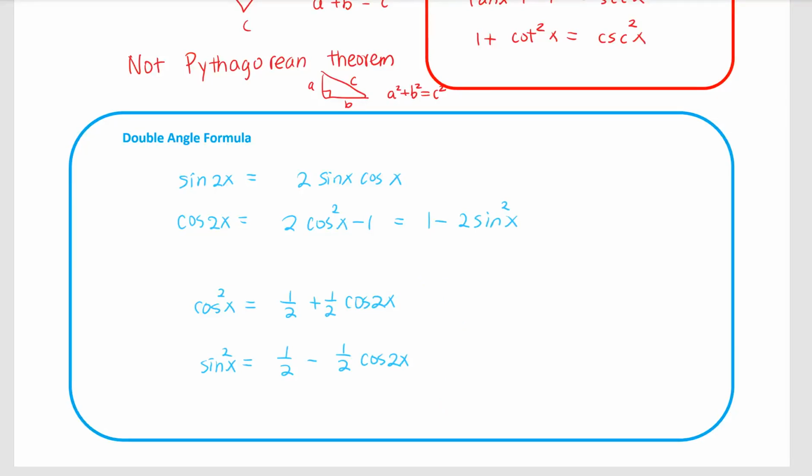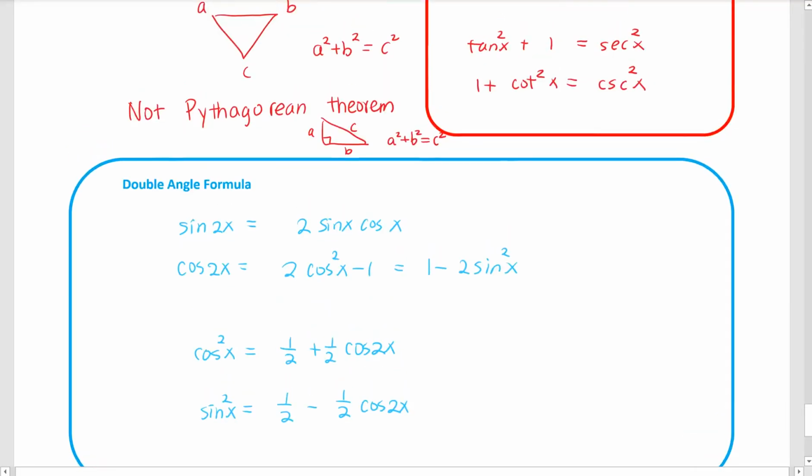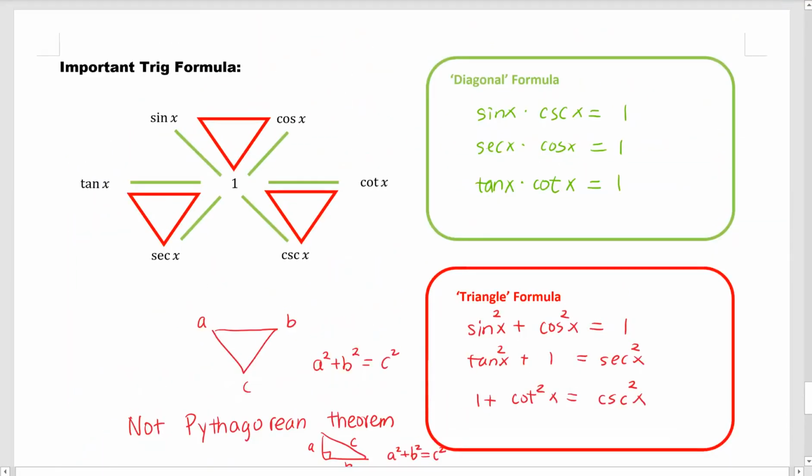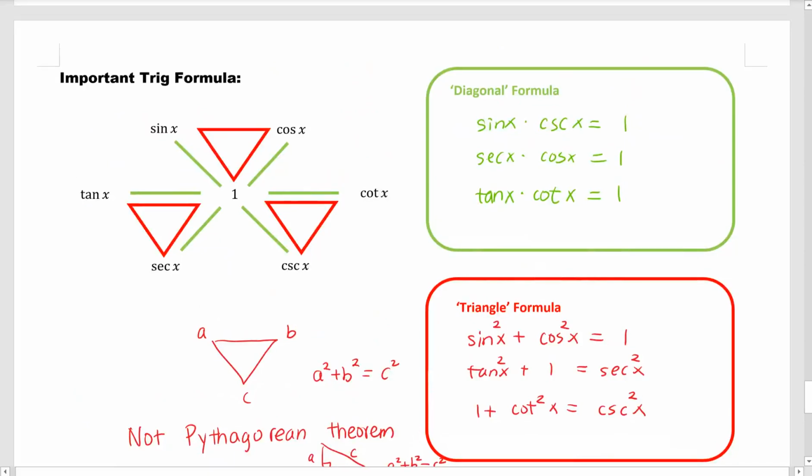Okay, so here are the trig identities and trig formulas that we need to know before we go to Calc 1 and Calc 2. Okay, of course, together with tangent. So tangent we know is sine over cosine. Okay, so then that's everything we need.